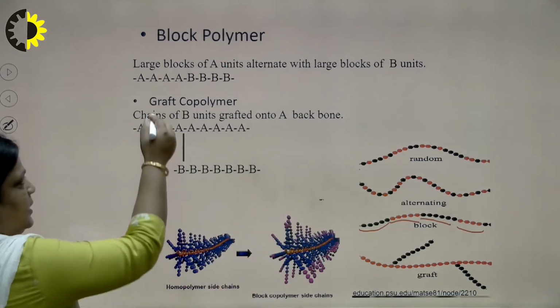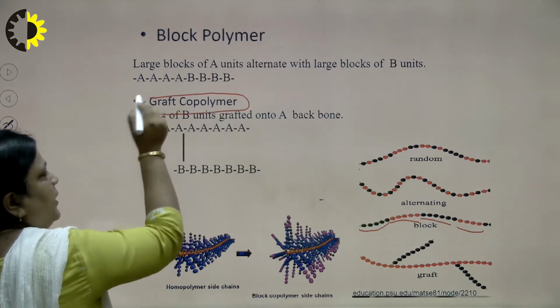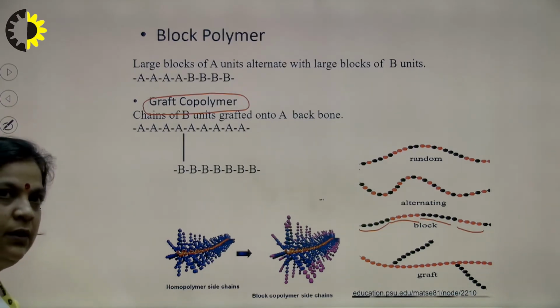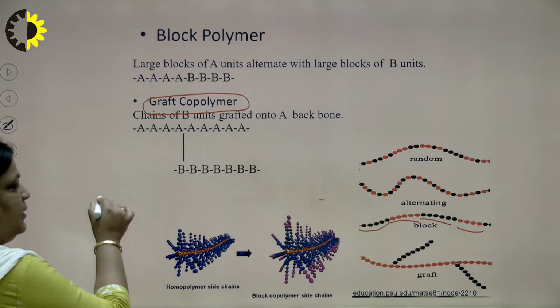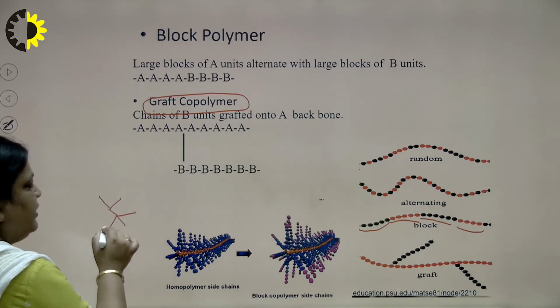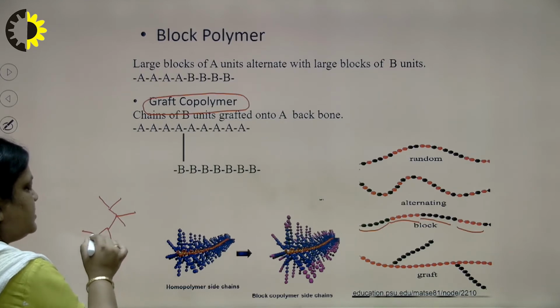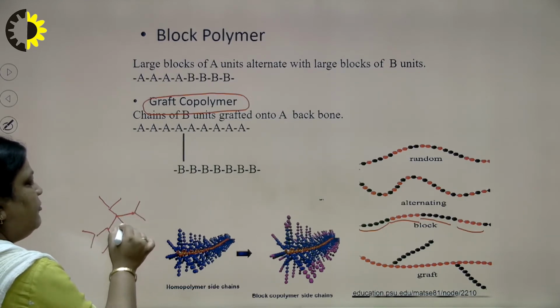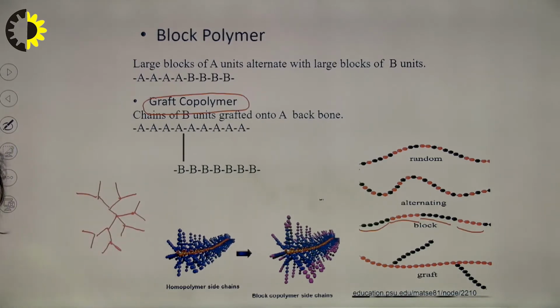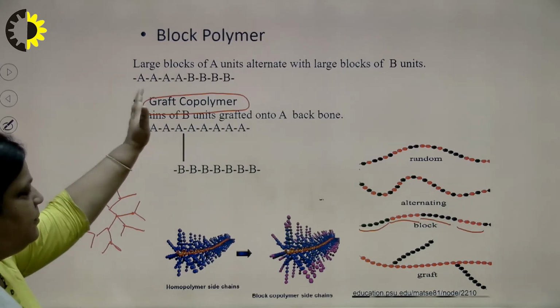And last, it is graft copolymer. Graft copolymers are used in the medical field, and one common graft copolymer is the dendrimer. Dendrimer means branching. So, if the polymer expands like the branches of a tree, then this type of arrangement or this type of copolymer is called dendrimer. So, it is an example of graft.